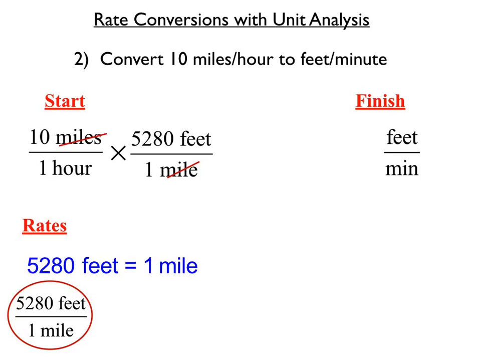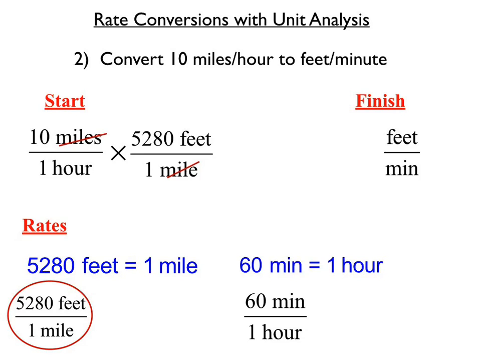Now the second conversion is between hours and minutes. And we know, obviously, there are 60 minutes in 1 hour. So we're either going to multiply by 60 minutes over 1 hour or 1 hour over 60 minutes. And remember, we're starting with hours and we want to finish with minutes. So we need to get rid of hours and finish with minutes. Quickly turn to your shoulder partner. You have 10 seconds. Which one will it be?